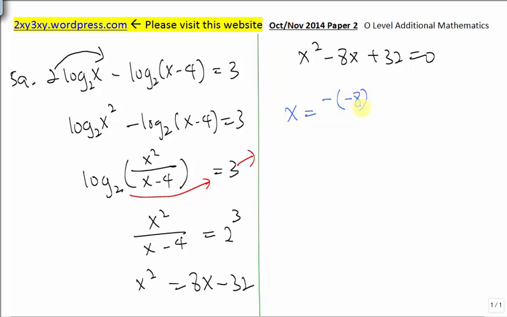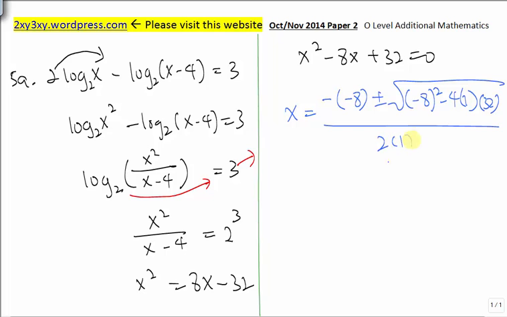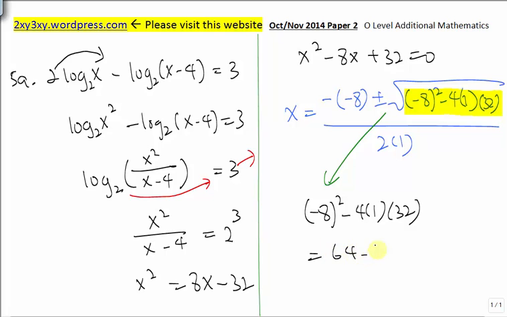Minus b plus minus square root of b squared minus 4ac over 2a. We notice this value here gives us a negative value. That is to say there is no solution for this quadratic formula. Okay, let's focus on the number inside the square root. Minus 8 squared minus 4 times 1 times 32. This will give us 64 minus 128, which is negative 64.